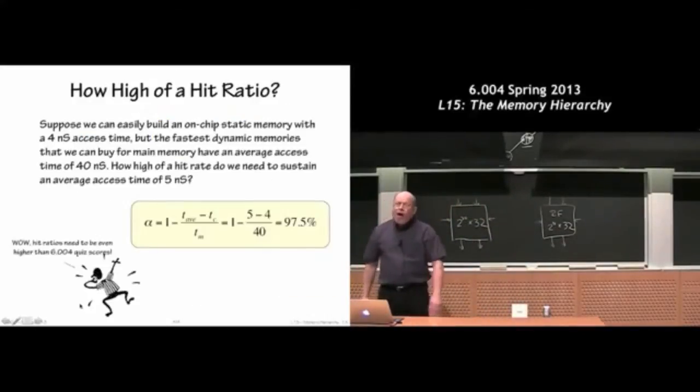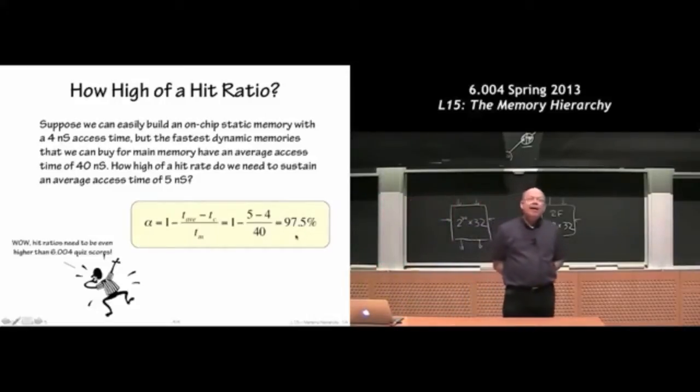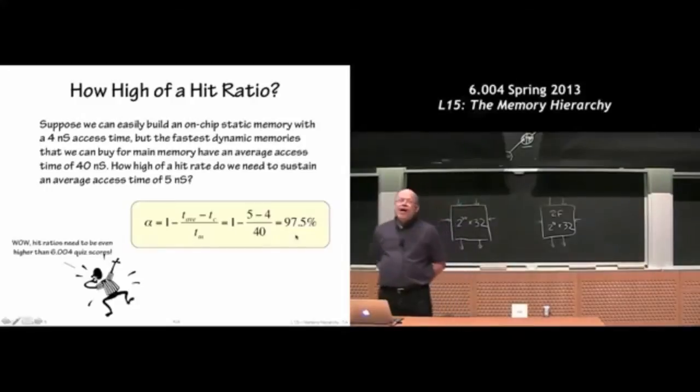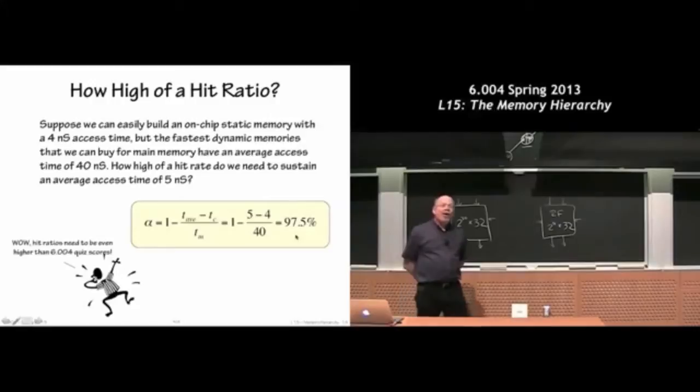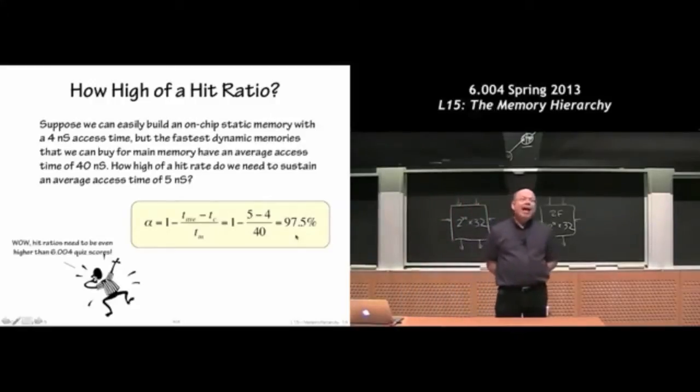Okay. So how high of a hit ratio do we need? Well, suppose we have a 4 nanosecond cache memory and a 40 nanosecond main memory. If we want an average access time of 5, in other words, only slightly slower than the cache, you can see that we actually need a very high hit rate. Over 97 some odd percent of the time, when you ask for a location, the hardware has to say, oh, I've already got that. So keep that number in mind, and we're going to work on figuring out how to make that happen.